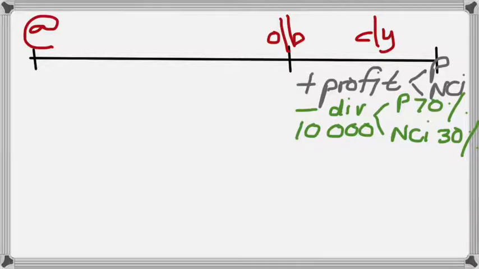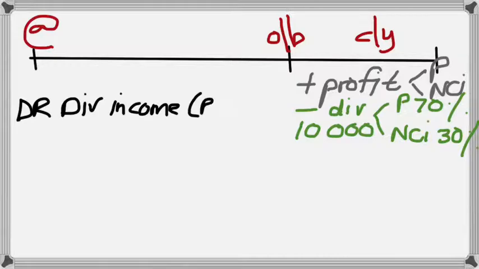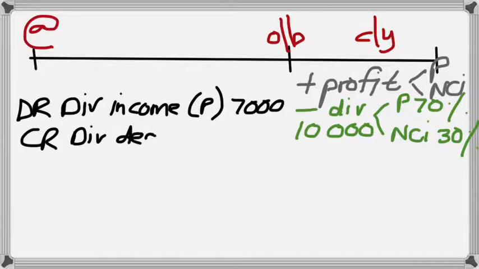First of all, the parent's 70% portion. That would be a debit to dividend income coming from the parent for the parent's dividend income recognized of 7,000 Rand. The credit to that is the dividend declared by the subsidiary to the parent, 7,000 Rand.